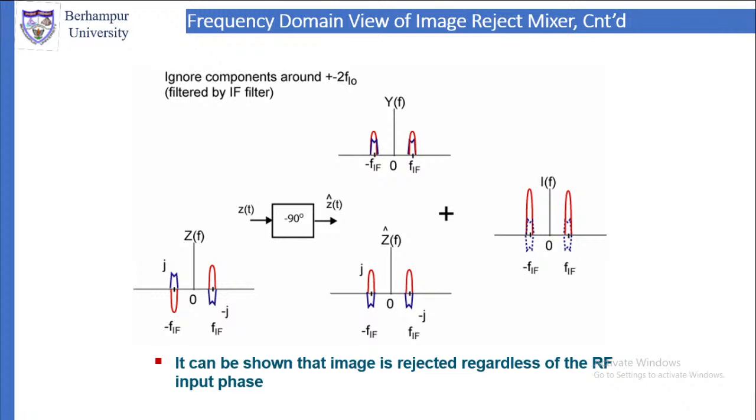Now if you add these two, Y and Z cap, then what we will get is image in the Y is in the upward direction, image in the Z cap is in the downward direction. So they will cancel each other, and the desired signal in both cases Y and Z are in the upward direction, so they will add up. So you will get a strong desired signal, and the image signal will be completely removed. So this is the principle. So we can see that image is completely rejected regardless of RF input.